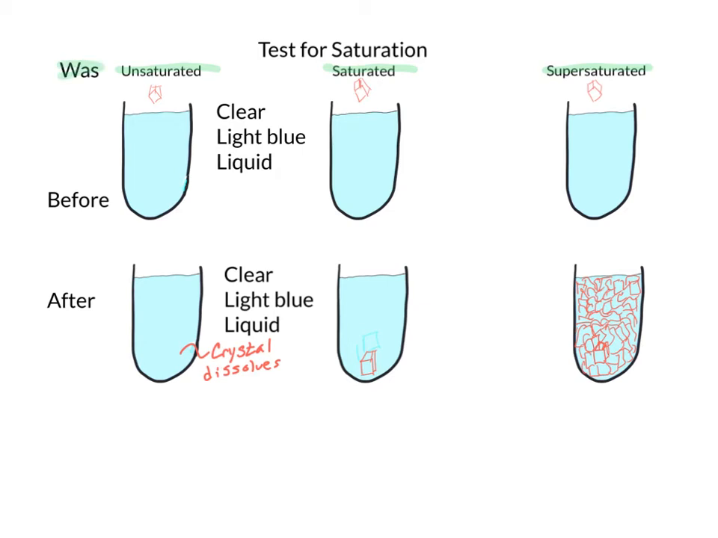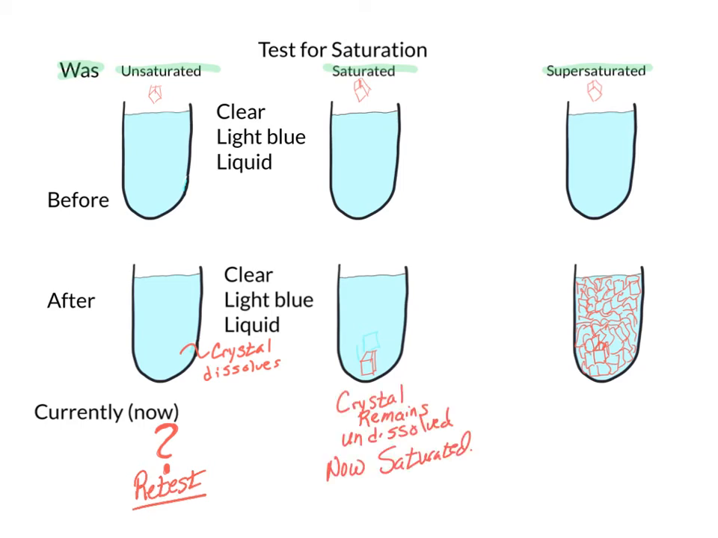Now we want to know what it is currently. For the unsaturated solution, there's no way to tell what it is now. We would need to retest until it behaved like a saturated solution. And the sign for saturated solution is that there will be a crystal left in the container. We can see that in the saturated solution, the crystal remains undissolved. This is now a saturated solution with 1 crystal still in it. And finally, we look at the supersaturated solution. After the crystals are added, the solution is now just saturated. It is not supersaturated.